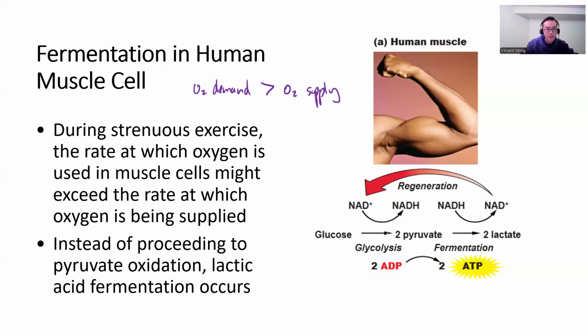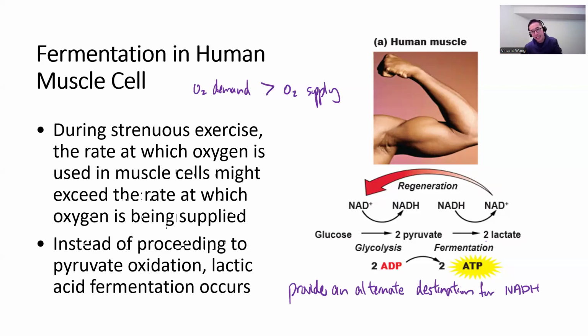The whole point of fermentation is to provide an alternate destination for NADH. You can't drop them off at the ETC because it's clogged up without the oxygen, so let's give it some other place to drop it off. Without going into too much detail, basically the NADH that we create from glycolysis, the pyruvate will use the NADH and create lactic acid.